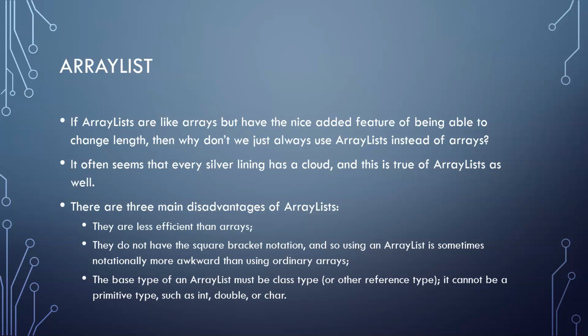Now, the base type of an array list must either be a class type or some other reference type. It can't be a primitive type, such as int, double, char. So you cannot just say, hey, I'm going to make an array list of ints. Java's not going to like that because it has to be pretty much like a class type.